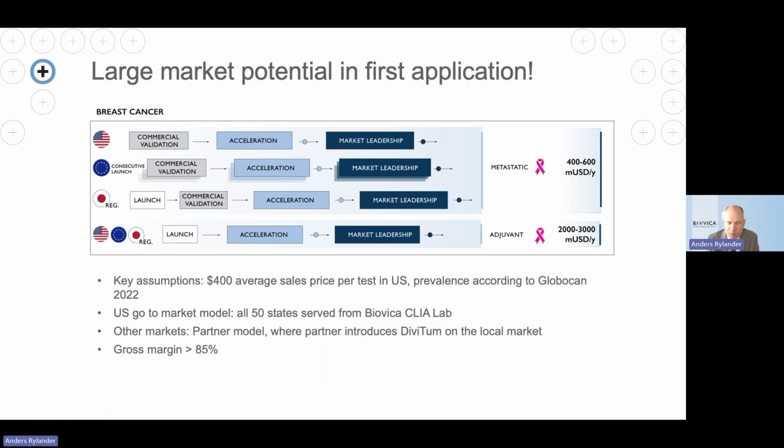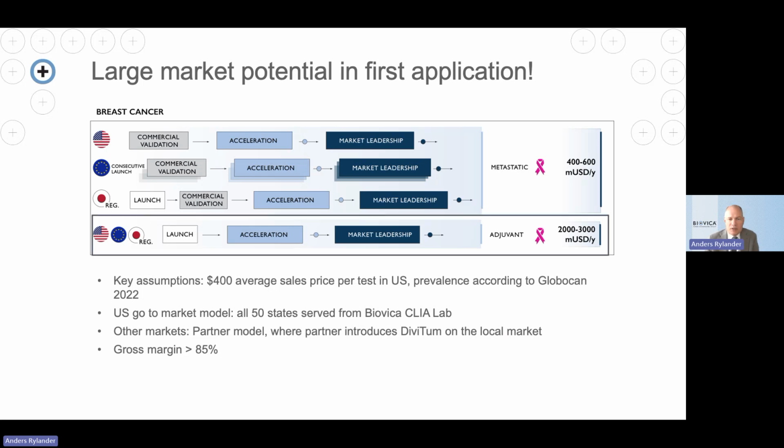If we look at the market potential, our first application is breast cancer. The 510(k) clearance was focused on metastatic, so that's where we started, and that's where we have the majority of our revenues. We have our own CLIA certified lab in the US from where we serve the US market. And the market potential is based on price assumptions, which also have turned out to be a good estimate in combination with the treatment, the testing frequency and the number of patients living with the disease.